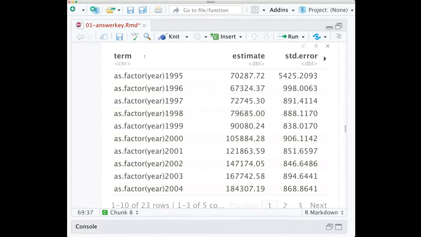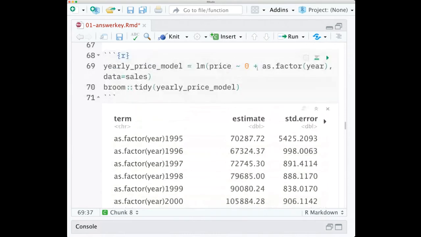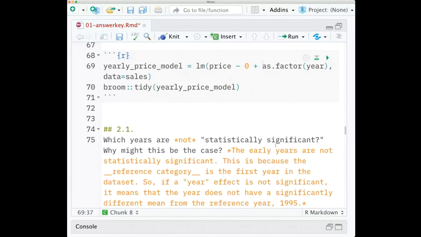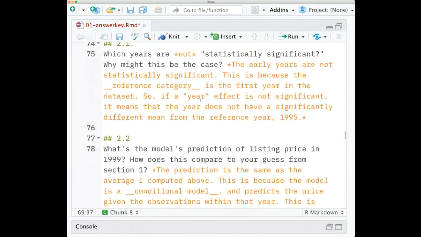That's what I'm looking for in this question. Regardless of which model you fit, I want you to be able to explain the pattern of significance in the estimates. I told you that this was a lot more interpretation heavy as we go forward. The code that you're required to write is very short. This was 2 lines. Okay, that's the answer to 2.1.